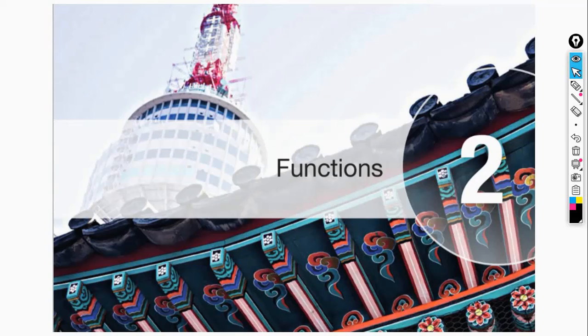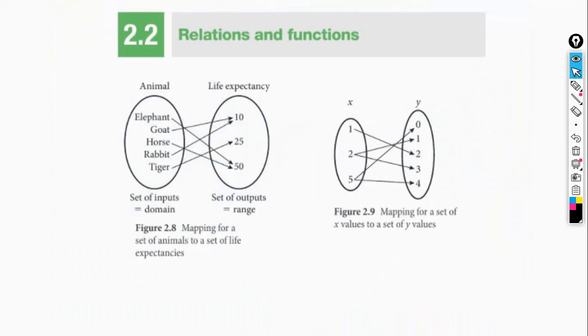Hello everybody. So in this video we're going to continue with chapter 2, functions, specifically 2.2, relations and functions. So to the left we have an example of a function. In this case it is a set of inputs that we can call the domain. That's the name for the input values, domain. In this case the domain is a list of different animals.